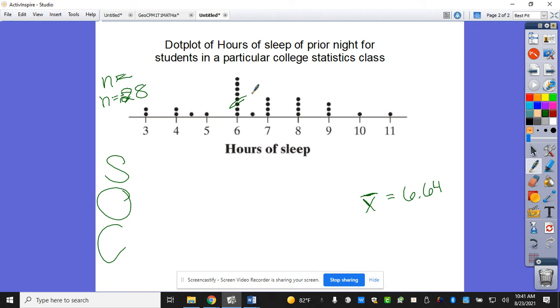What's my last S? Spread. The only thing we talked about right now is what? Range. What is the range? 8. What does that mean in context? The most amount of students slept and the least amount of students slept very lightly hours.